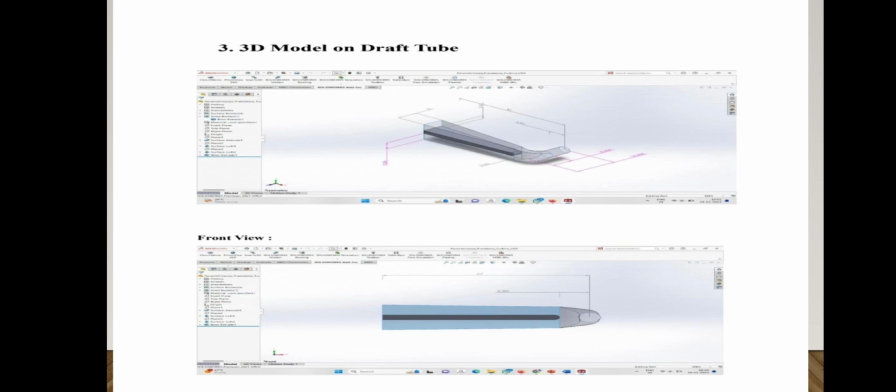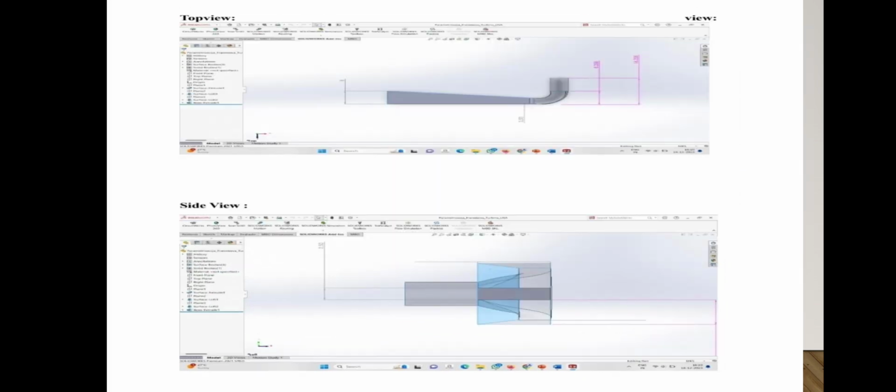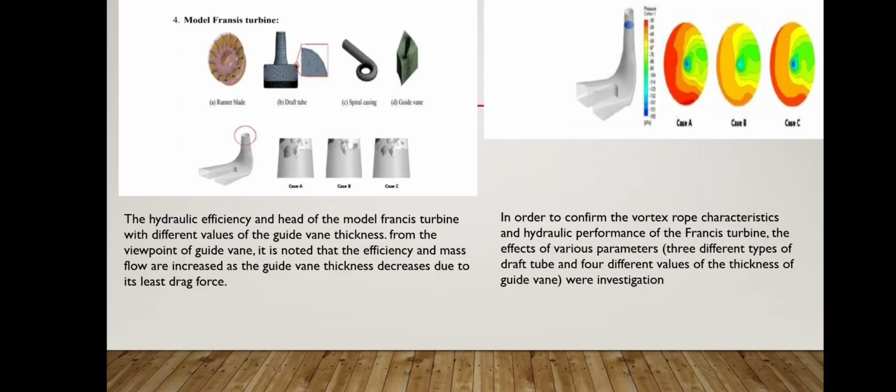This is the 3D model on the draft tube. We all know that the Francis turbine contains runner blade, draft tubes, spiral casing and guide vanes. So we are going to take some cases, case A, case B and case C. We have done the calculations, we have done the 3D model of this, and now the conclusions.